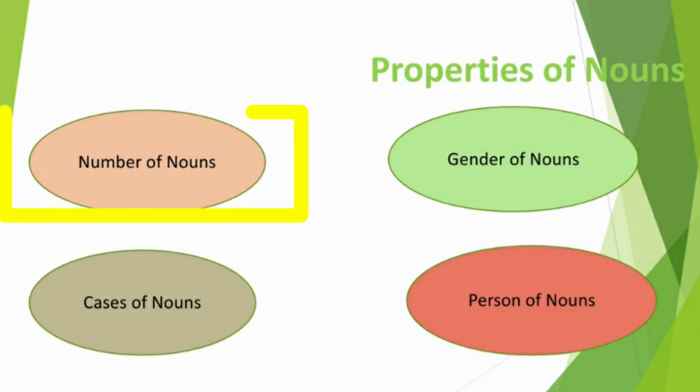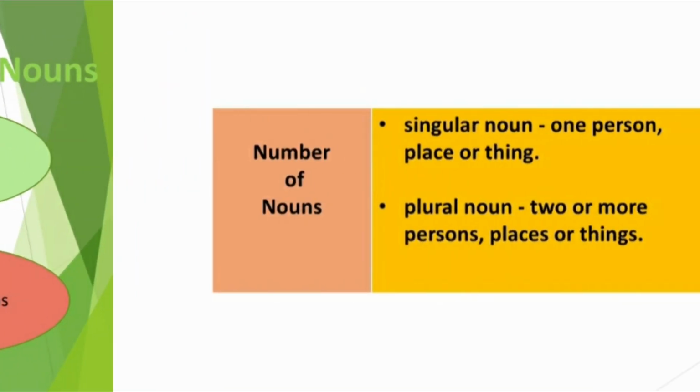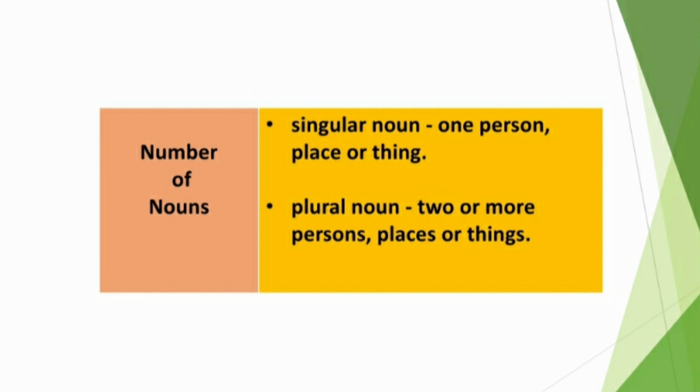First, we need to study the number of nouns. When we say number of nouns, it consists of two types, which are the singular noun and the plural noun. A singular noun denotes one person, place, or thing. A plural noun denotes two or more persons, places, or things.